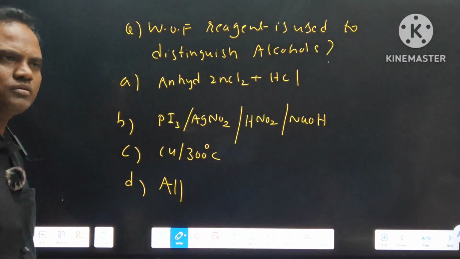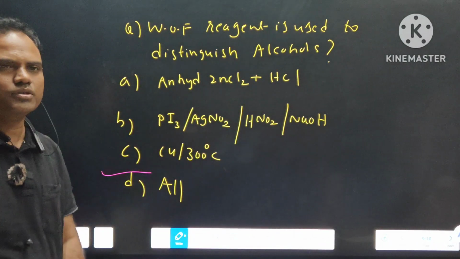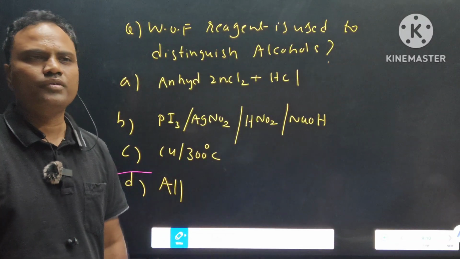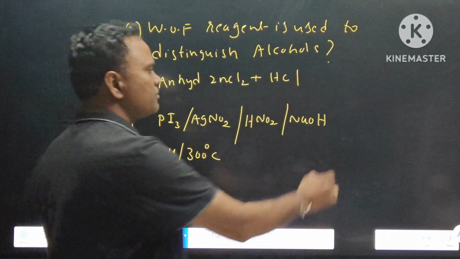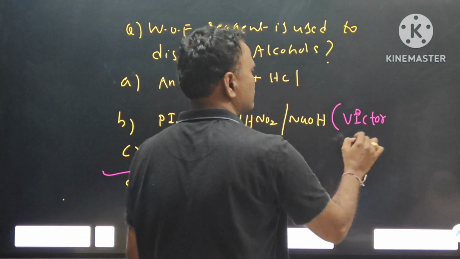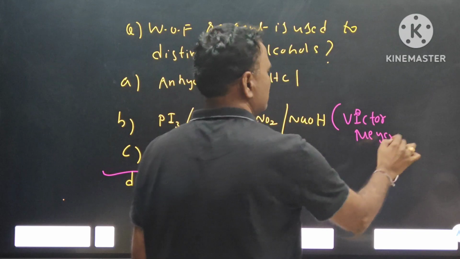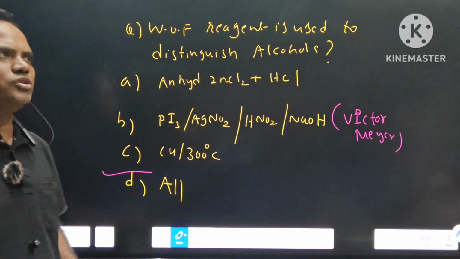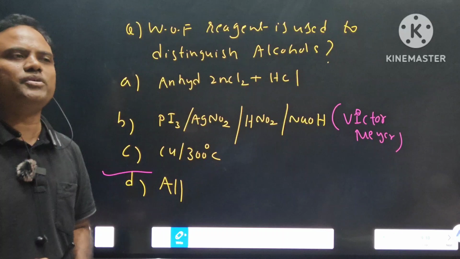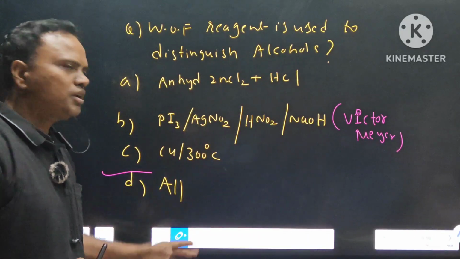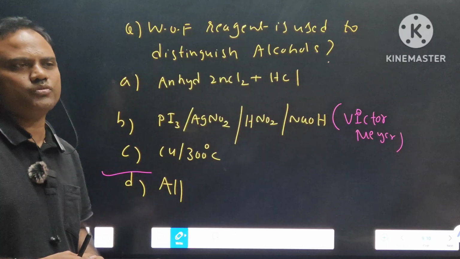The answer is not that important a question. This is which reagent? Test name, Victor Meyer test. Which of the following reagents cannot be used to distinguish? Can be used to distinguish. Cannot be used for distinguishing.